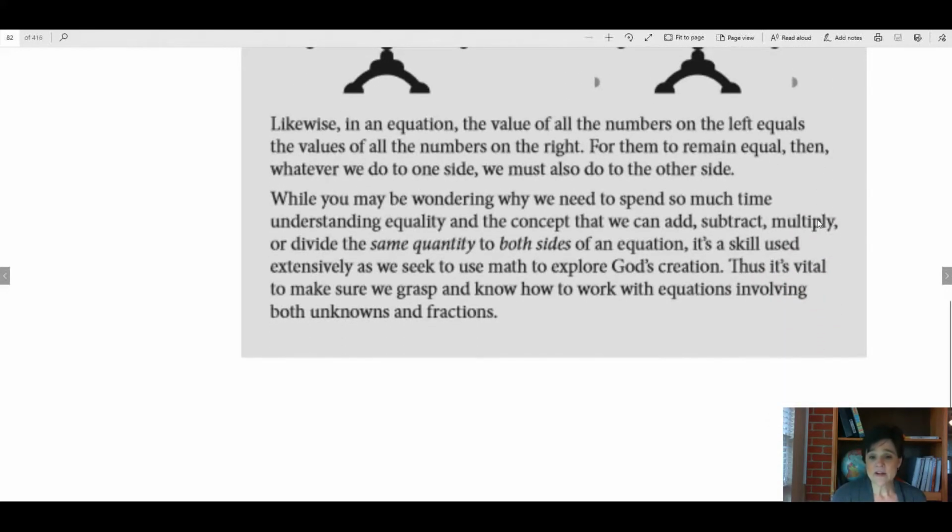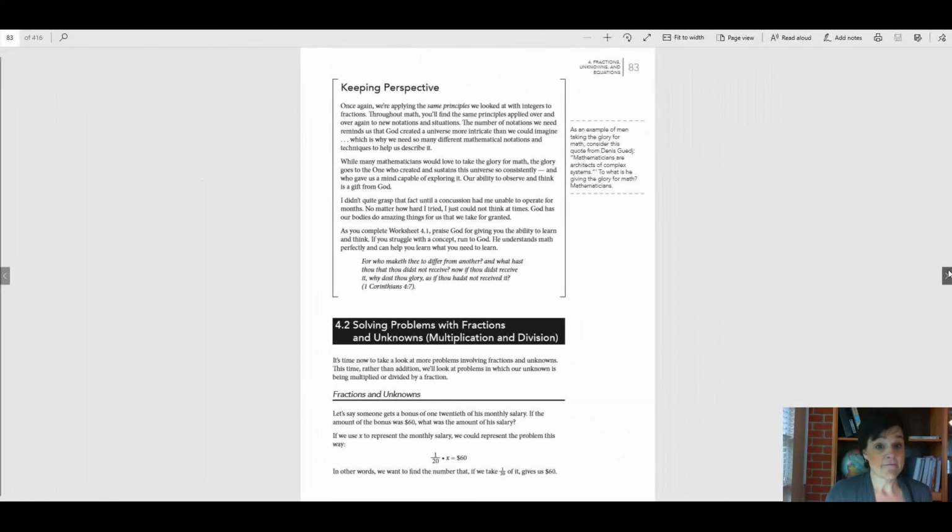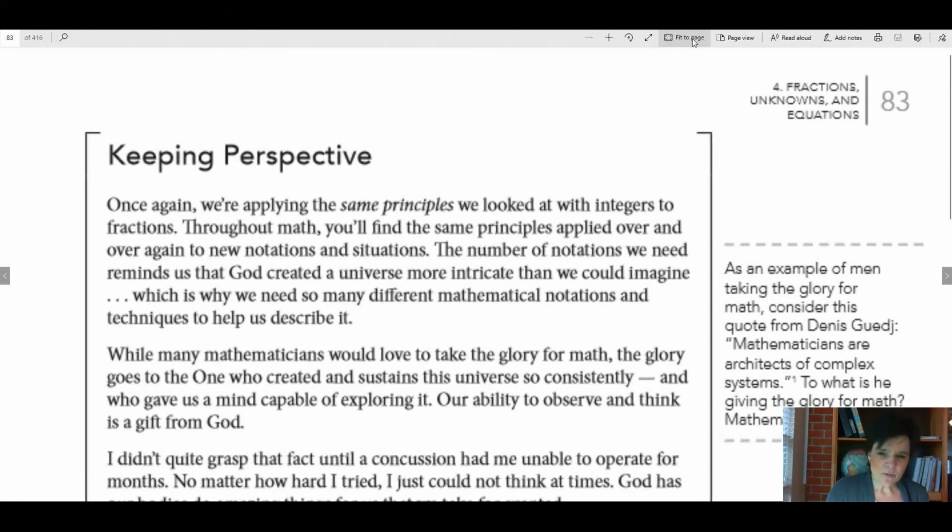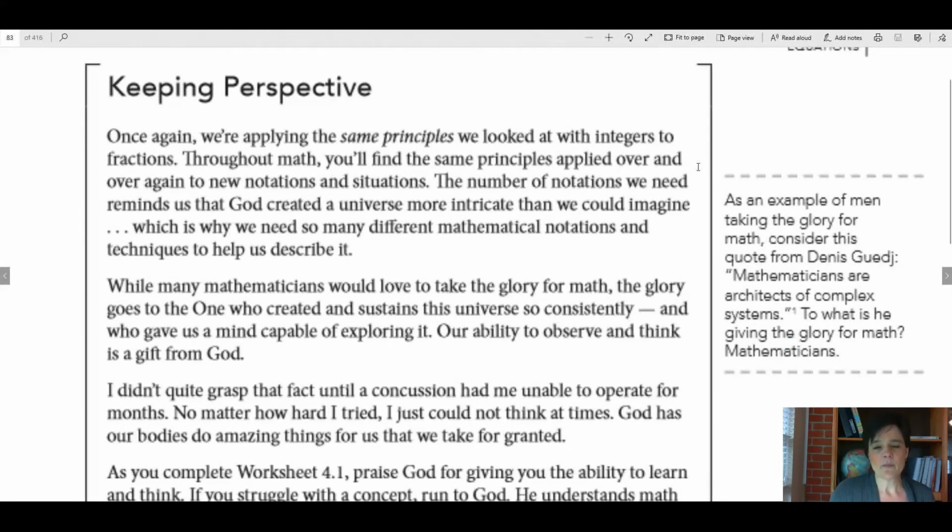So likewise, in an equation, the value of all the numbers on the left equals the values of all the numbers on the right. For them to remain equal, then, whatever we do to one side, we must also do to the other side. While you may be wondering why we need to spend so much time understanding equality and the concept that we can add, subtract, multiply, and divide the same quantity to both sides of an equation, it's a skill used extensively as we seek to use math to explore God's creation. Thus, it's vital to make sure we grasp and we know how to work with equations involving both unknowns and fractions. Now, generally we'll skip over the keeping perspective, but I want to read it today.